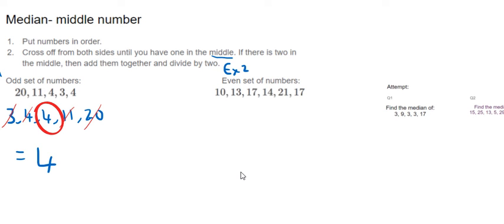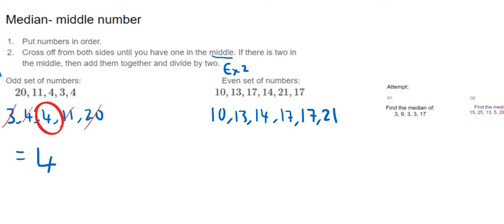Second one, actually, you've got to do a little bit more workings. You'll see here that there's an even set of numbers. Every time you get an even set of numbers, that's when you'll get two numbers in the middle. You'll see what I'm talking about in a second. I started the same way. The smallest number there is 10, then 13, then 14, then 17, then 17 again, and then 21. So I'll put them in order.